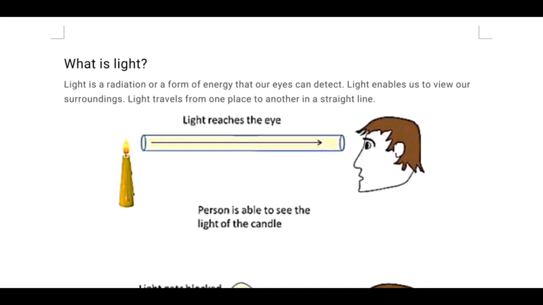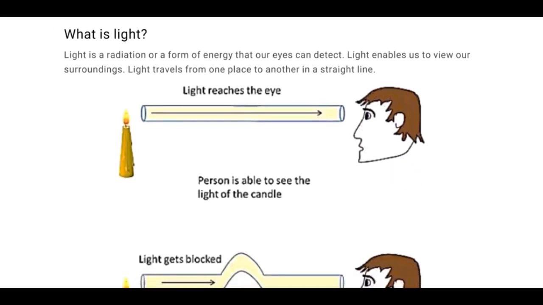Not only this, we also discussed one more important property of light. The property is that it is the only energy which can travel through a vacuum, right? It doesn't need any medium. That's the thing.